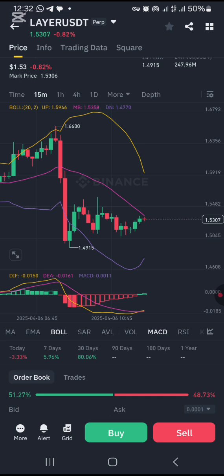So after understanding how the MACD and the Bollinger Bands work, let's first see when we make our entries into the market. What you have to do first is to look for volume.